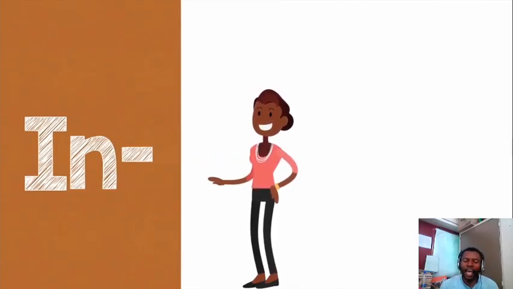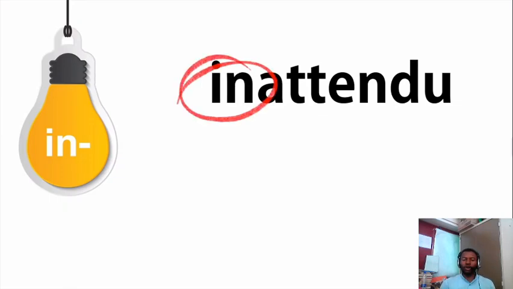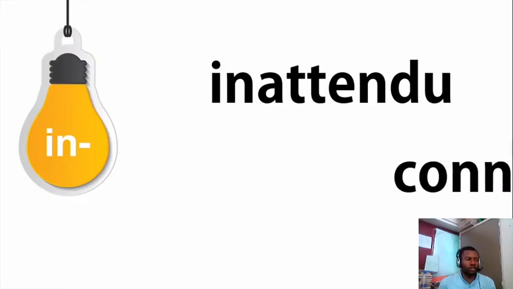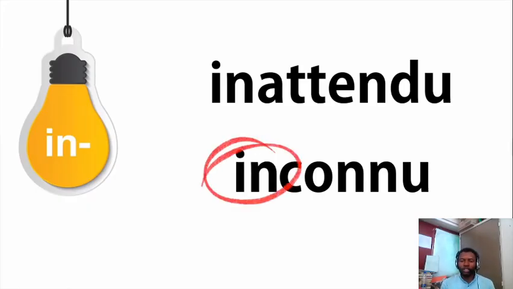We're going to see another one, which is in, but it is un in French. For example, the word attendu, something that you are aware of or expect. Inattendu is something that you are not aware of. You say, c'était inattendu. That was unexpected, so c'était inattendu, voilà. The word connu, it's known. If something is known, you say connu, but if you add the un, it becomes inconnu. Can you pronounce that? Inconnu.